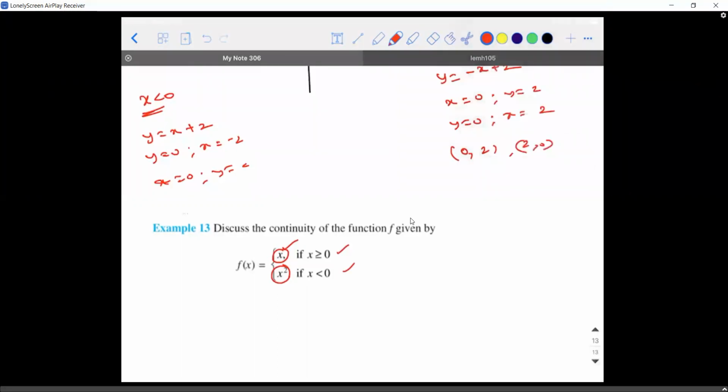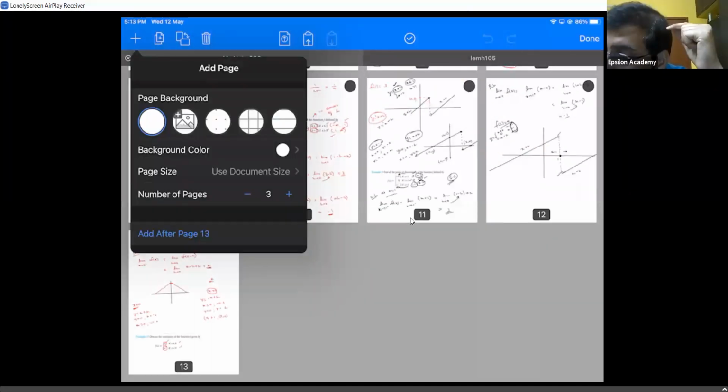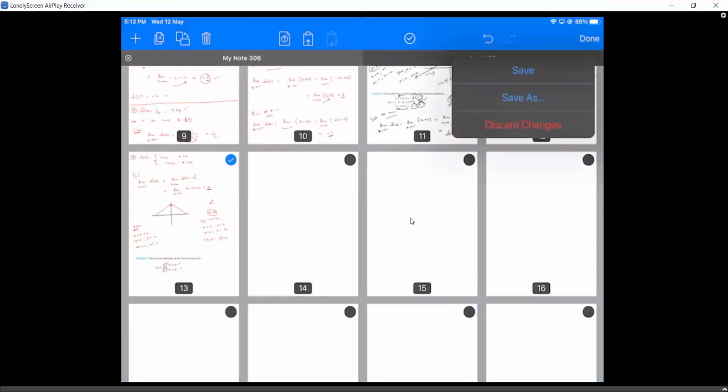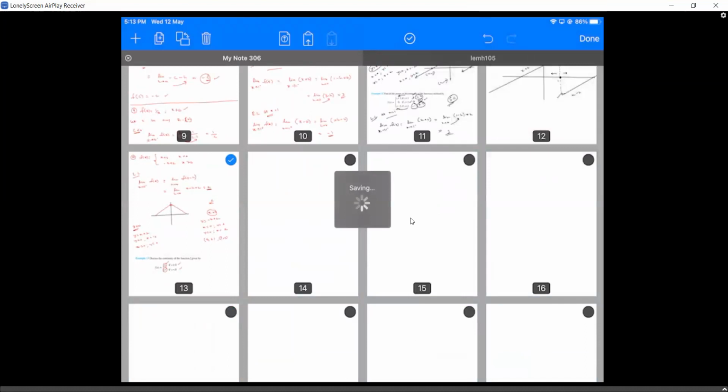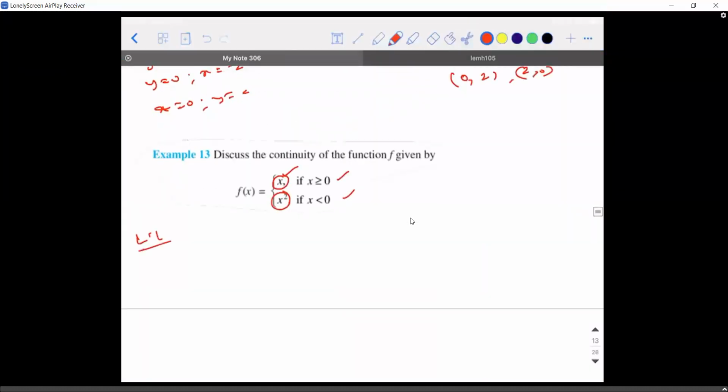Left limit and right limit and function value will be 0, sir. It is the same, right? Hence, yes, sir, it is a continuous function, right? But how are you going to write it in the exam? Showing left limit, right limit.